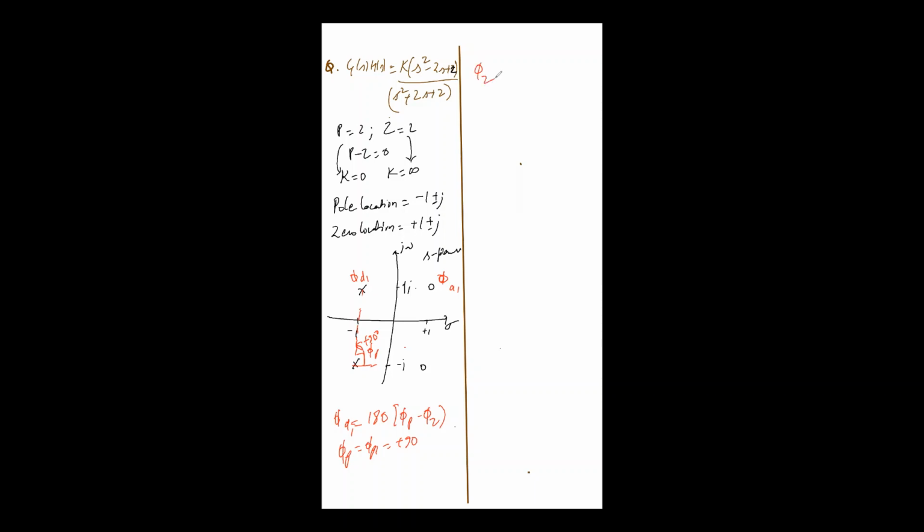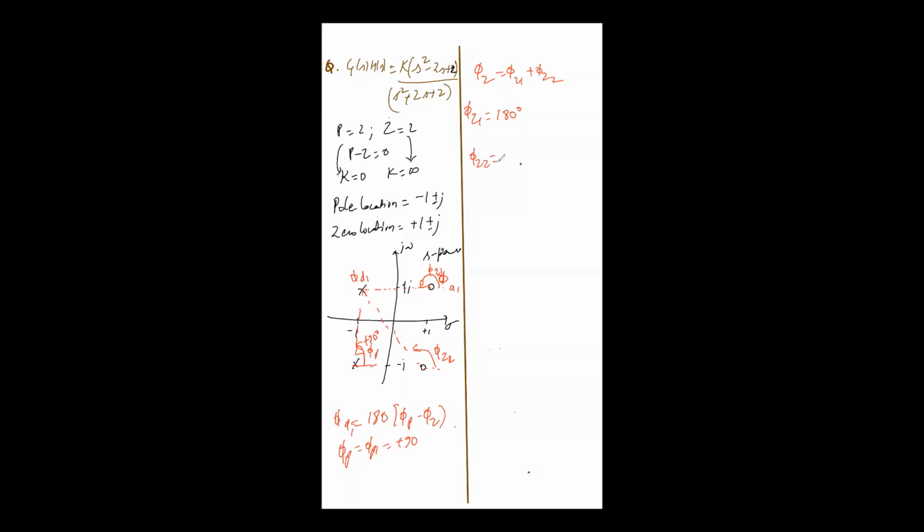Phi z will be the angle contributed by these two open loop zeros. Let us suppose the angle contributed by this is this, and angle contributed by this will be something like this. This is the angle contributed by these open loop zeros. So let us suppose this is phi z2, and this is phi z1. So phi z will be equal to phi z1 plus phi z2. How do we calculate phi z1? Phi z1 you can see directly, that is 180 degree. And what is phi z2?